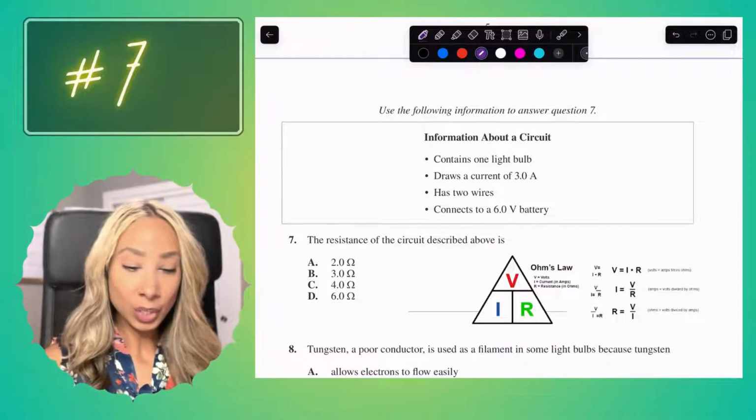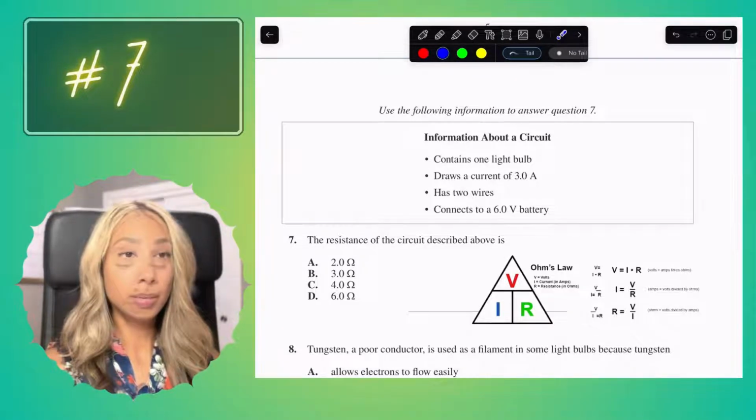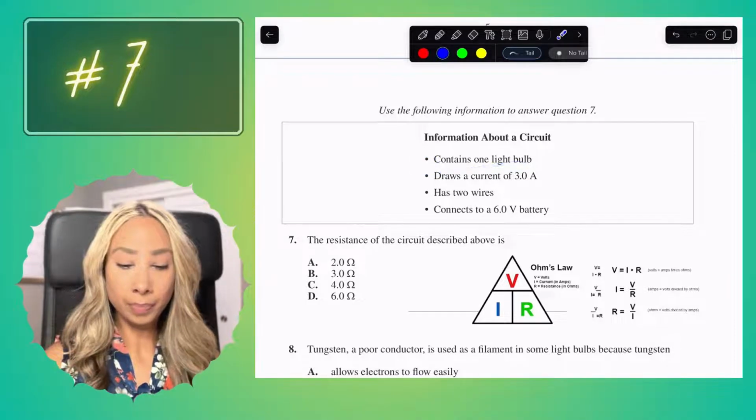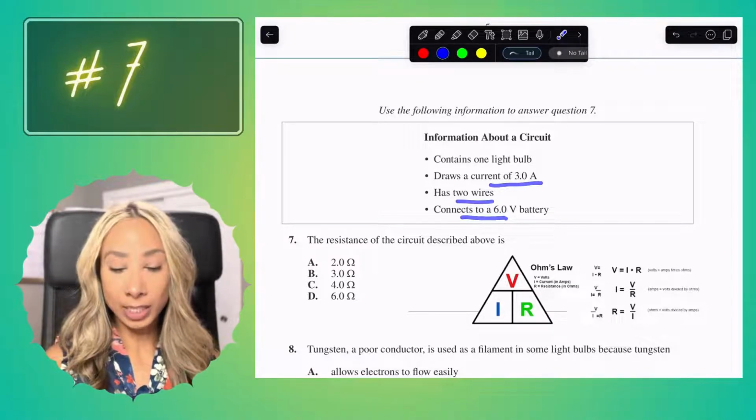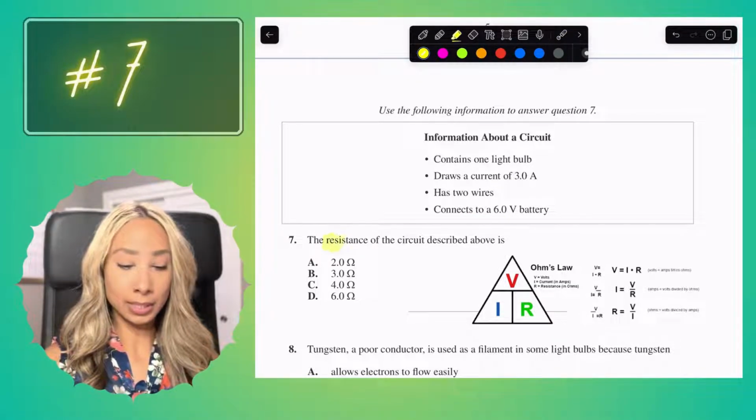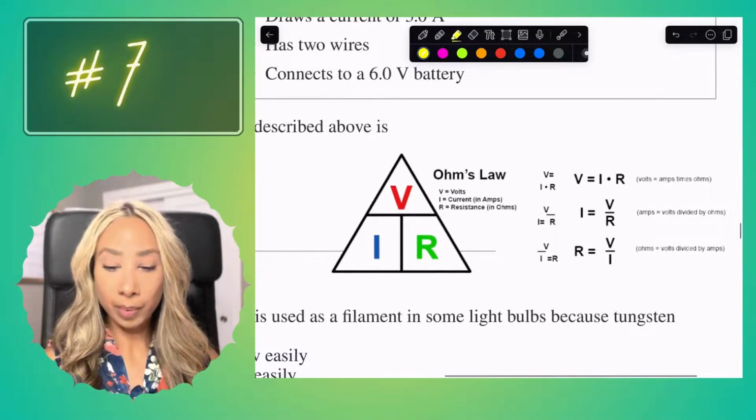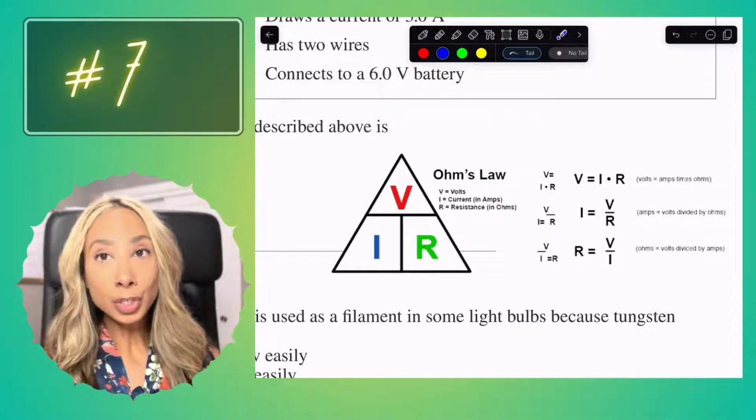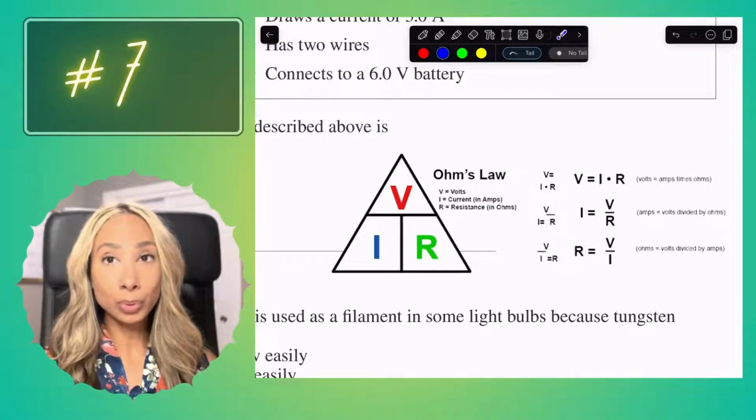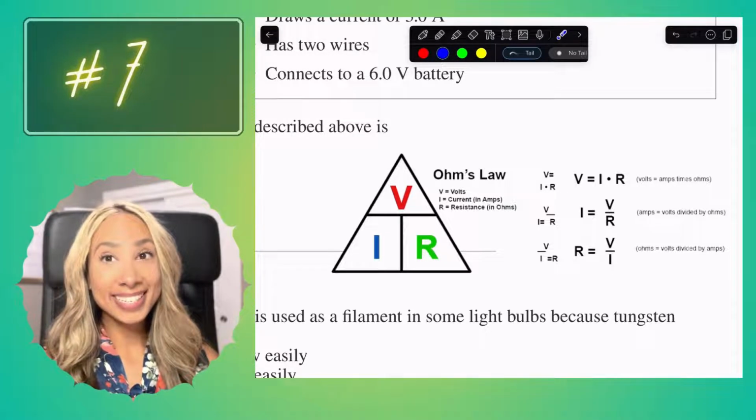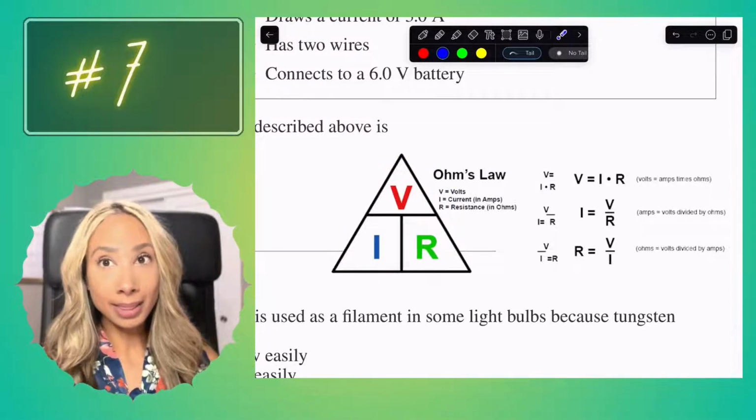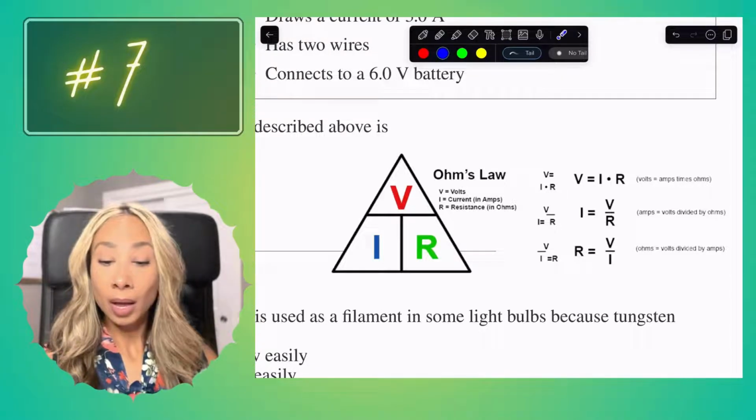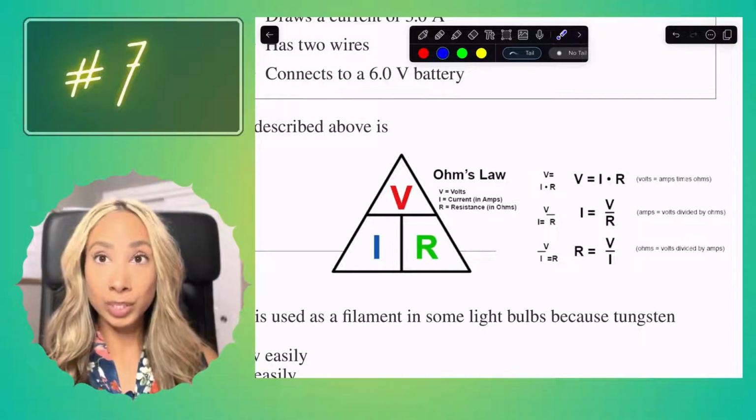Okay, number 7. So we've got the following information about a circuit. We know it contains one light bulb. It draws a current of 3 amps, has 2 wires, and connects a 6-volt battery. We want to know the resistance. So what I did is I pulled up this formula here. I'm going to show you all just using the pyramid because most grade 9s like that. I just want to say my math piece here that it is important to know how to rearrange these formulas, especially as we move forward in math in high school and in science in high school, believe it or not. But for now, just for this video, just for practice, I'm going to use the pyramid.